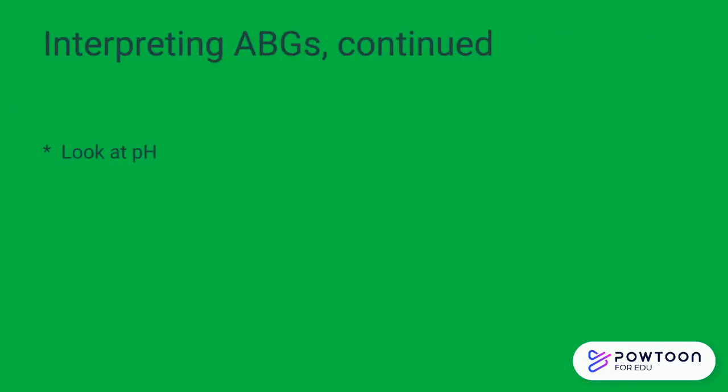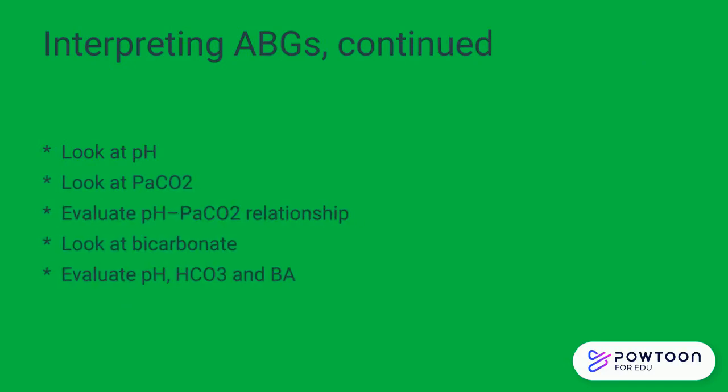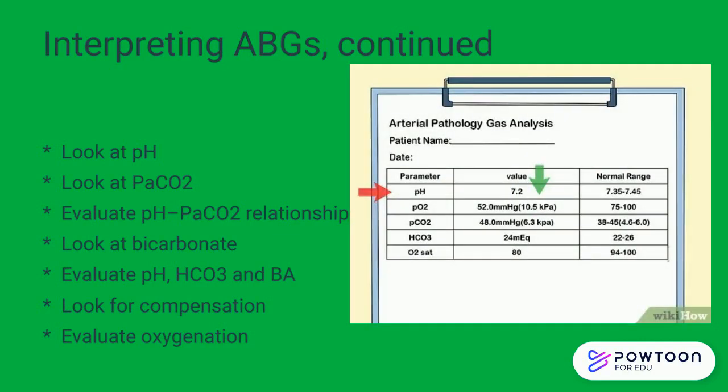We always start off by looking at the pH. Remember, the normal range is 7.35 to 7.45. Anything below 7.35 is acidotic, higher than 7.45 is alkalotic. We determine where our client is. Then we'll look at the CO2 and the HCO3 to determine whether it's respiratory or metabolic.